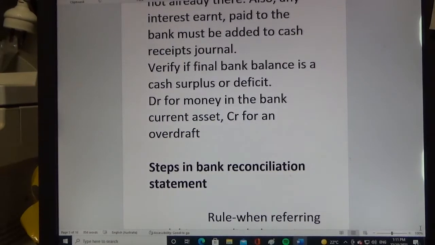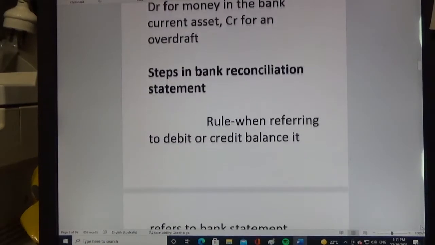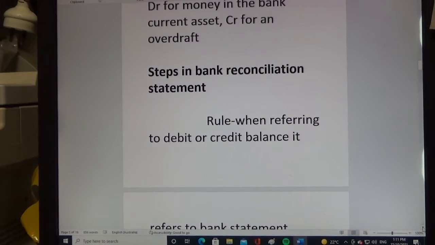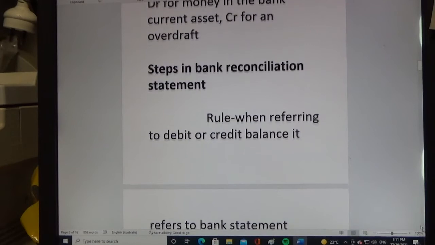Overdrafts are getting a bit old-fashioned. They probably still exist, but a lot of banks say if you want a short-term loan, get a credit card. So a lot of these old bookkeeping procedures are getting a bit fuddy-duddy sometimes, because overdrafts aren't really common anymore.